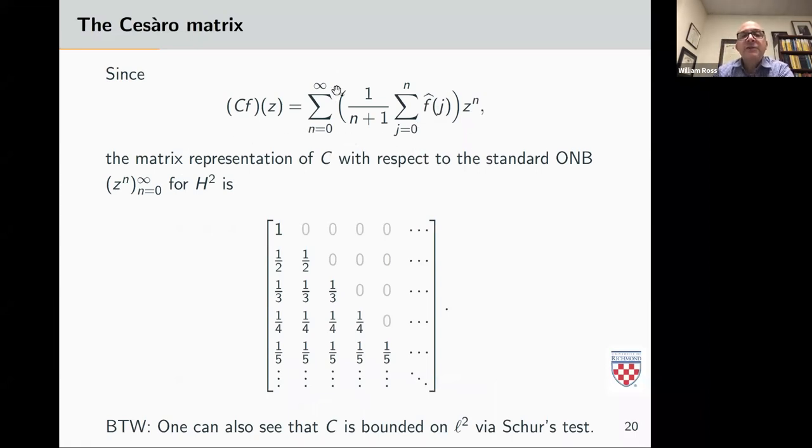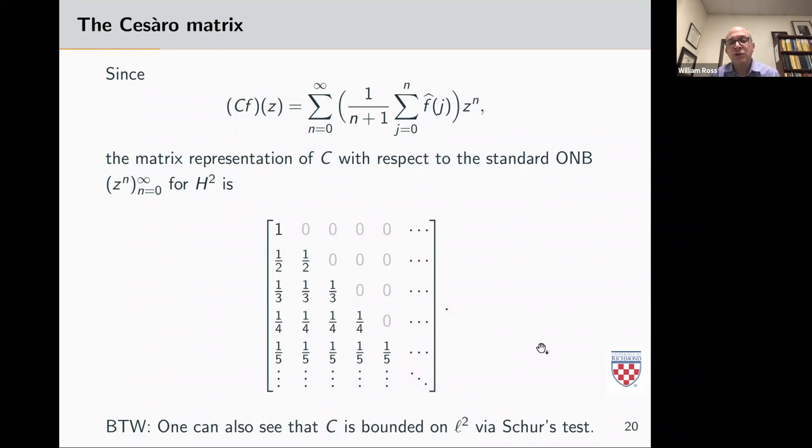So if I have Cf, this is the Cesaro operator. The monomial basis for H2 is 1, z, z squared, and so on. If you apply C to 1, you get the first column; C of z gives you the second, then the third and fourth. Notice you have this beautifully patterned matrix. It's called the Cesaro matrix. Notice what happens if you take this matrix and multiply it by a vector in L2: each slot of the result is the average of the first k terms. Cesaro used this to define a way you could add up series that were not summable in the traditional sense.